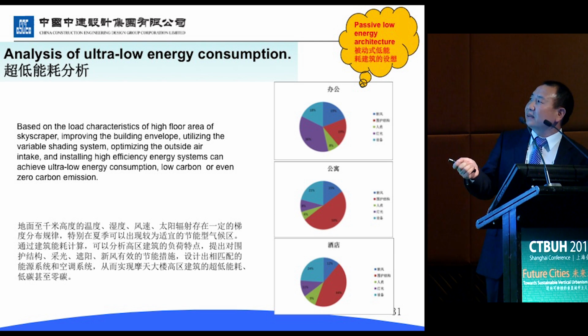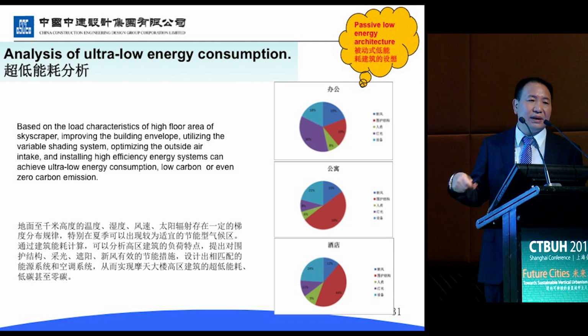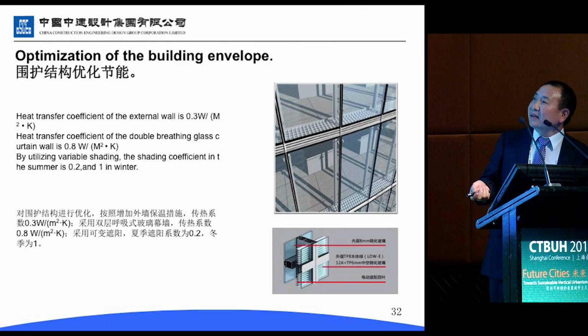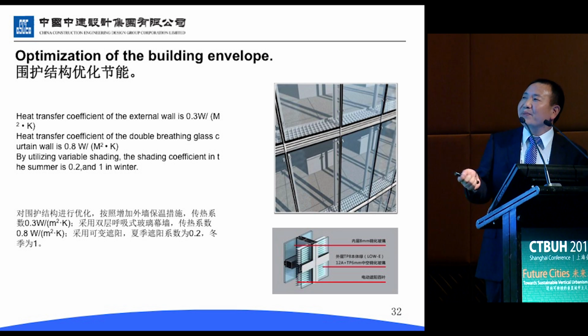Based on the load characteristics of a high floor area of skyscraper, improving the building envelope, utilizing the variable shade system, optimizing the outside air intake, and installing high-efficient energy systems can achieve ultra-low energy consumption, low carbon, and even zero carbon emission. Now, this is the optimization of the building envelope.